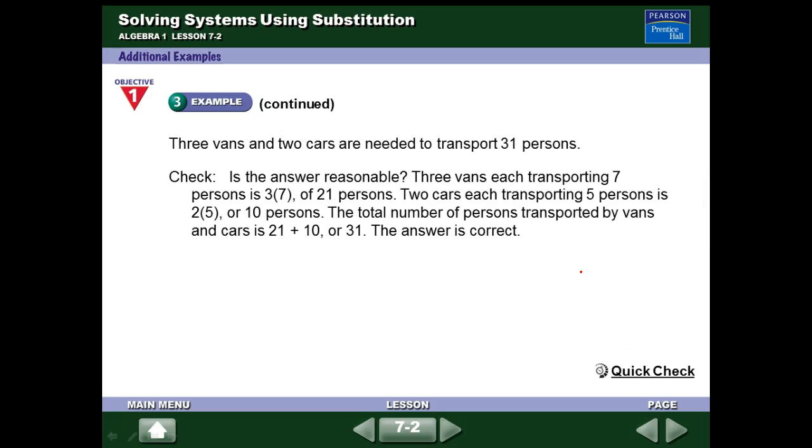Now, is this possible? You can check it, but is this possible? Well, plug it into the second one. If I have 3 vans going times my 7 people it can hold, that will carry 21 of my passengers. If I have 2 cars that carry 5 people, that means that's going to carry 10 of my passengers. So if I have 10 of them going in cars, 21 of them going in vans, that equals my 31 people who need a ride. So the answer is correct.